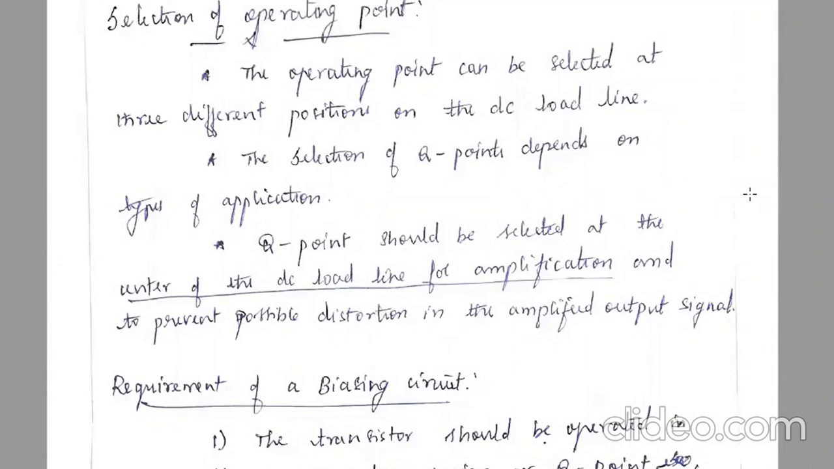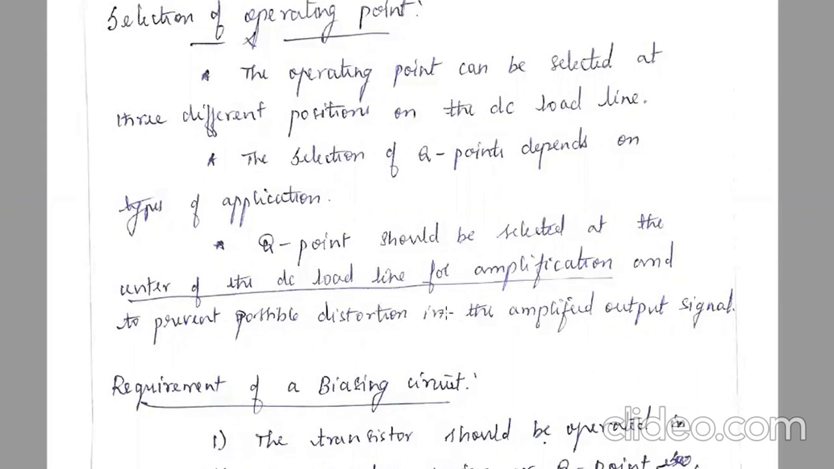Next we'll see the selection of the operating point. From the previous fixed bias circuit, we have seen how to draw a DC load line, and the operating point can be selected at three different positions on the DC load line. But the selection of this Q point must depend on the type of application we are going to choose. For example, if I want my transistor to operate as a proper amplifier, with the output signal a pure amplified version of the signal without any distortion, then I should choose the Q point at the center of the DC load line.